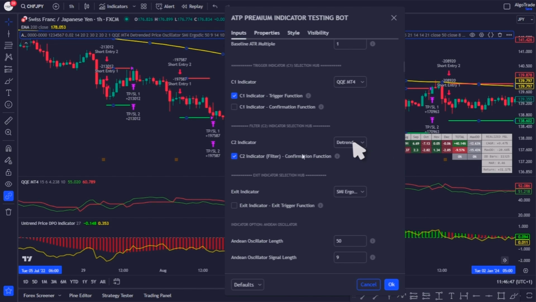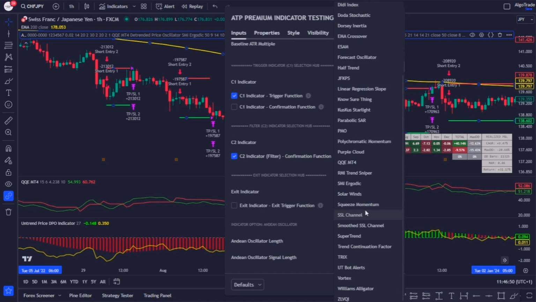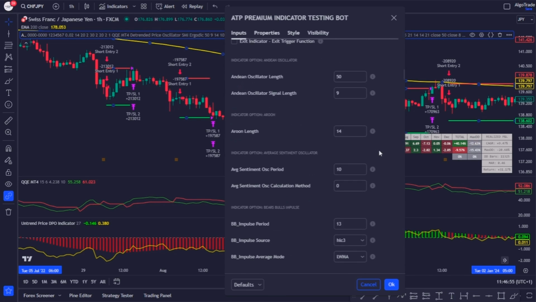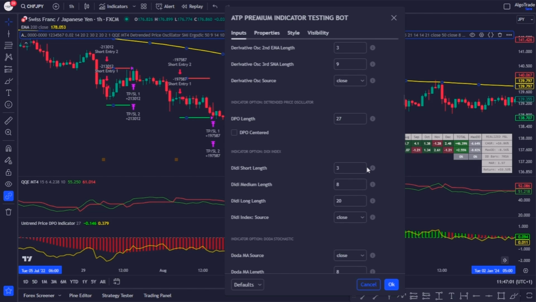To use it, I just have to click on this box and then choose which indicator I want to use with this function. As you can see, there is a lot to choose from. In my case, I will select the DPO and then I can scroll down and define the settings to use, which will be a period of 27.